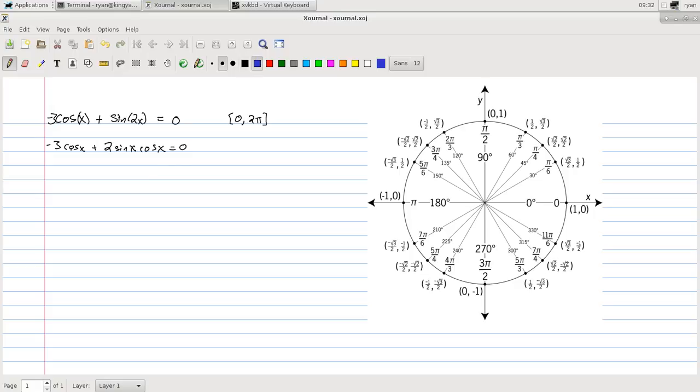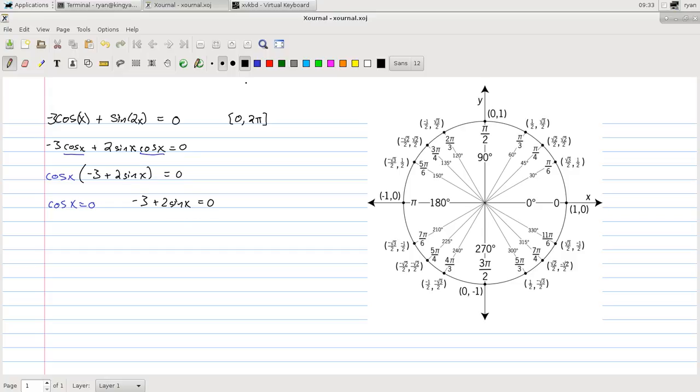From here, I see these two both have a cosine x in common, so we can factor that out. We've got cosine x times what's left over, which will be negative 3 plus 2 sine x, and this still equals 0. Now that we have this factored out, we can split this into two separate equations. This means either cosine x equals 0 or the other factor, negative 3 plus 2 sine x, equals 0.